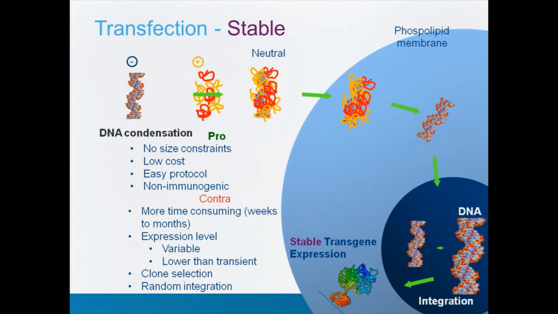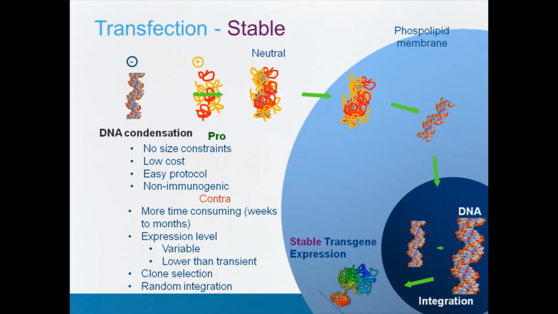The con is that it's more time consuming, because now you need to do this selection step, which can take weeks to months. The expression level is going to be variable, but it's definitely going to be lower than with transient transfection, where you get a huge boost of the episomal DNA. This episomal DNA has been degraded by the time you have selected these cells, and so the expression level is going to be much lower. You will have to perform clone selections, starting with specific clones in which the integration event took place.